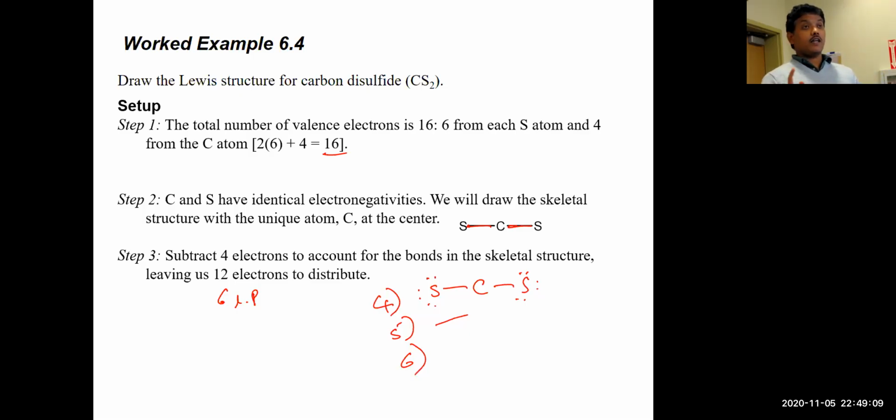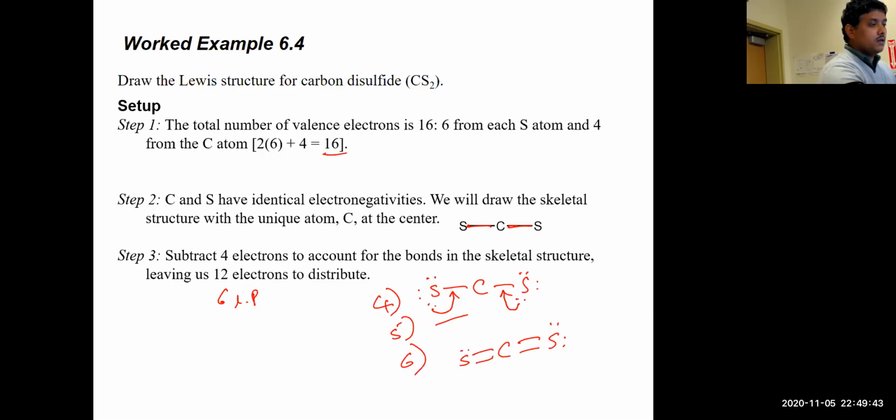Step 6 is that, okay, if your central atom doesn't have an octet number of electrons, like our carbon, which currently had only 4 electrons, then you're going to start making multiple bonds from the outside elements by converting a lone pair to a double bond. So we are going to convert this lone pair to a double bond that makes 6 electrons on carbon, and we are going to convert one more lone pair to a bond. That is going to make carbon double bond sulfur with a lone pair, and carbon double bond sulfur with a lone pair.